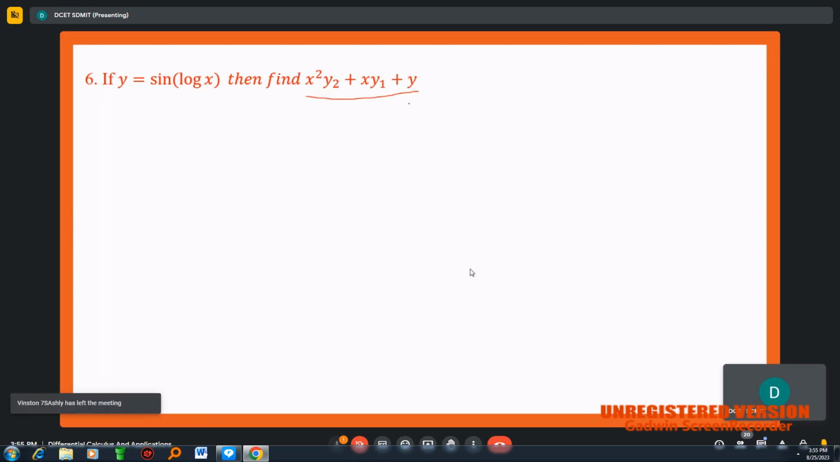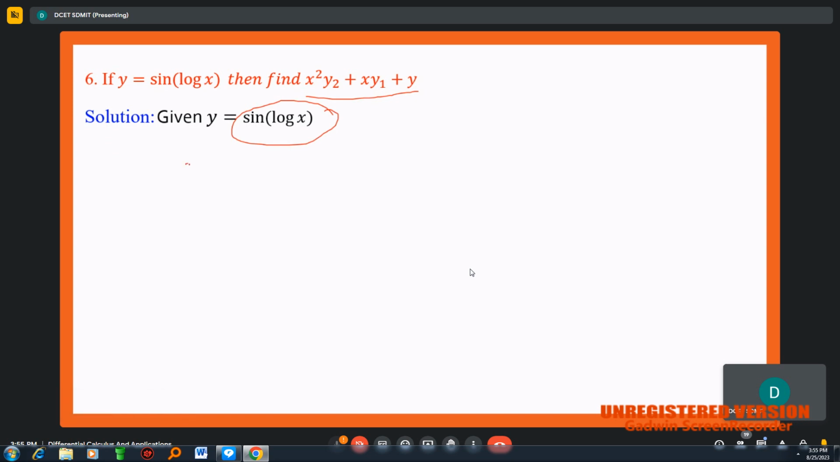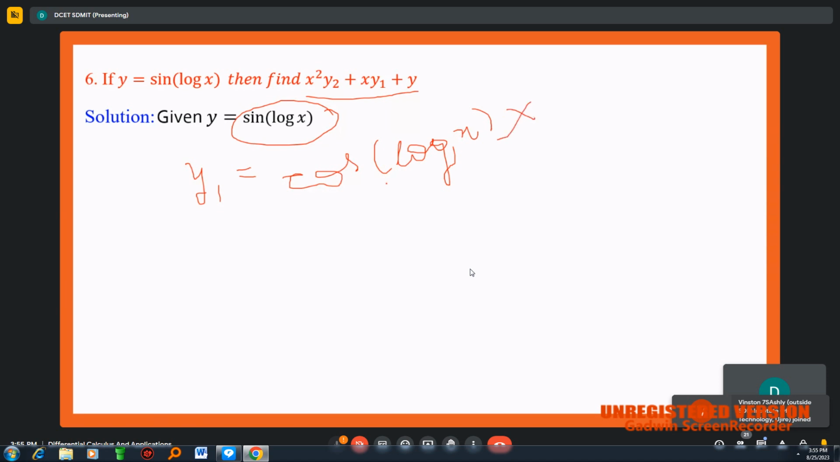Okay, just like how they solved the previous problem, first y is equal to sine of log x. Now see, we have to differentiate sine of log x. y is equal to sine of log x, differentiation of y is y1. Differentiation of sine of log x is cos of log x into differentiation of log x. What's the differentiation of log x here? 1 by x. We are getting like this.